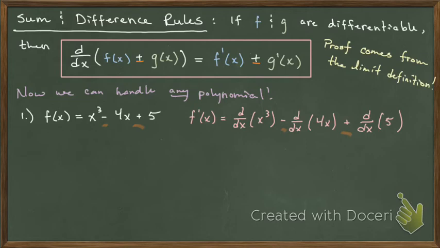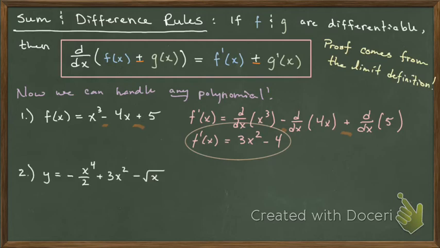And I just handle each of them separately. Derivative of x cubed is 3x squared. Derivative of 4x is 4. And the derivative of 5 is 0. So I've got 3x squared minus 4 as my derivative. That's it. Again, when we take a derivative of a polynomial, the highest power should be 1 less, right? So I went from a cubic down to a quadratic, right? That's always going to happen.